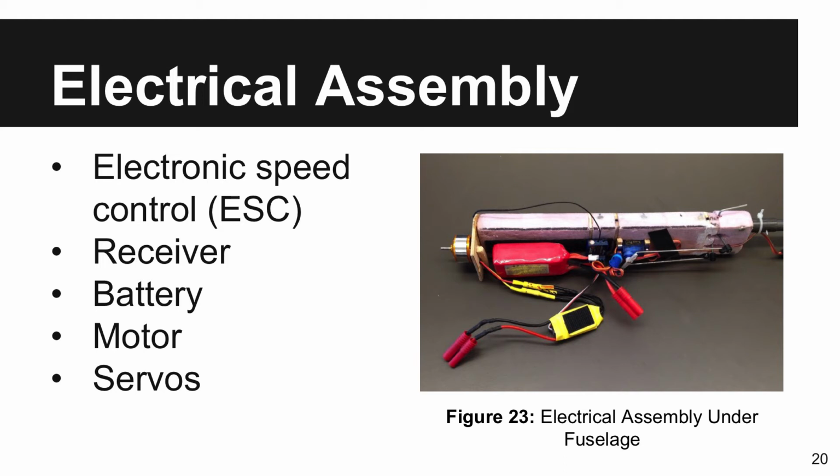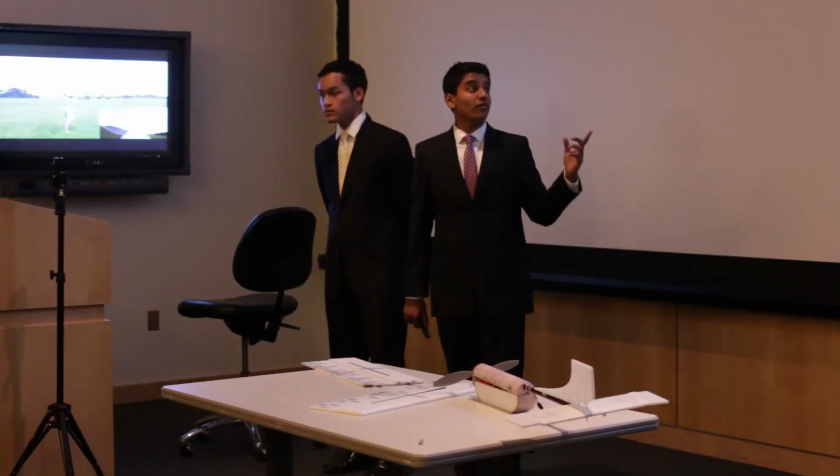The electronic speed controller took the message and passed it on to the motor, which controls how fast the propeller spins, which in turn controls the speed of the plane. The messages sent to the servos control the movement of the ailerons and the elevator, which controlled the direction of flight. So here we have a video of our third test flight.